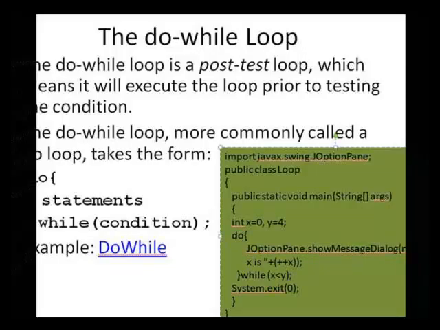If the condition is true, you go back to the loop. If the condition is false, you go and exit from the loop. That's the main difference between a do while and a while.